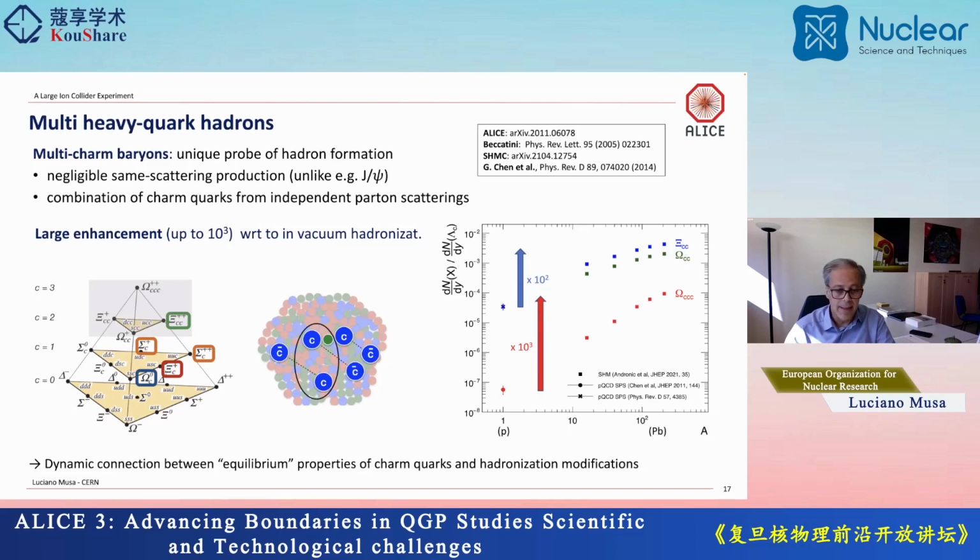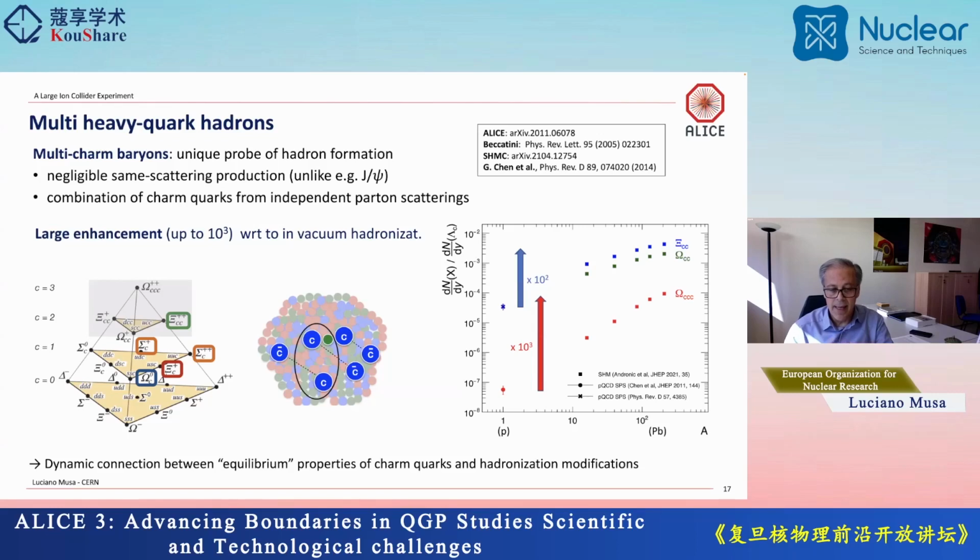It is really the ideal probe, because that allows us to set unique constraints on the hadronization mechanism, which go beyond the in-vacuum fragmentation, and so can provide really unique constraints on the connection between the hadronization and also the degree of equilibration in the QGP. Okay, so that is what is really important.